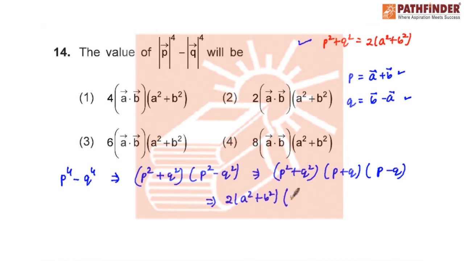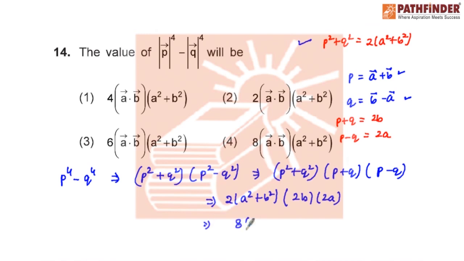P plus Q can be written as, if we write from here, if we add these two, we cancel out this, we get 2B. And if we write P minus Q, we get 2A here. So we can simply write over here 2B and 2A.